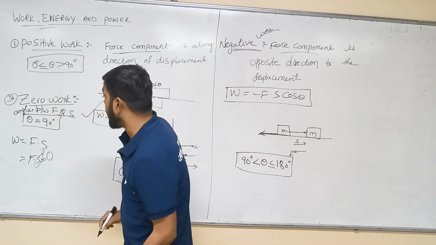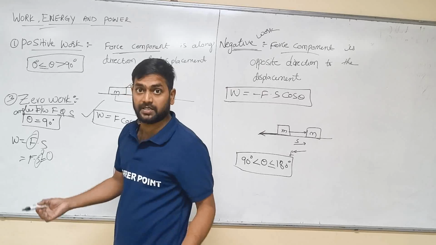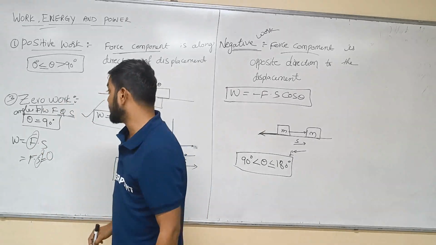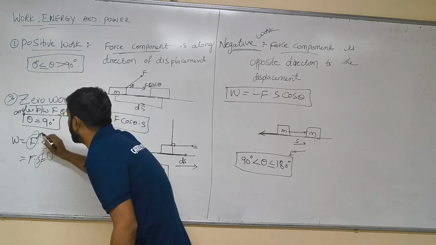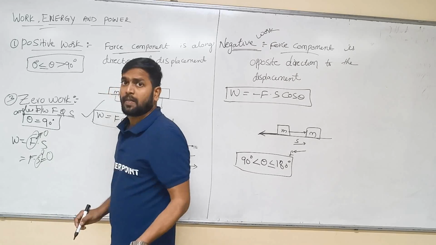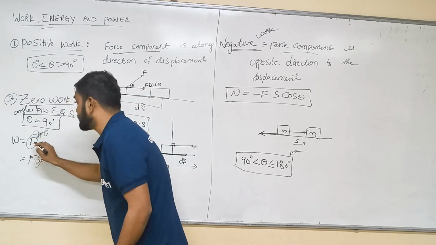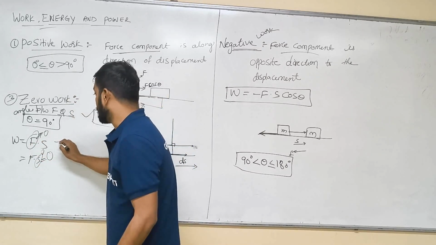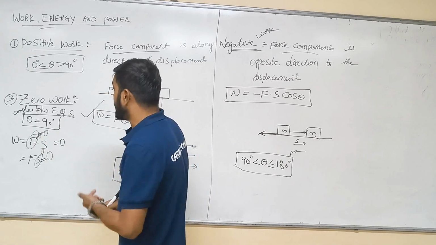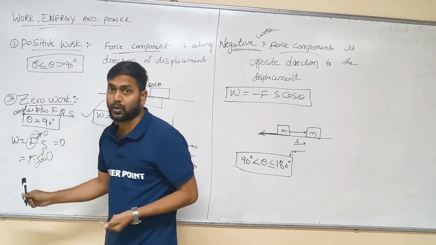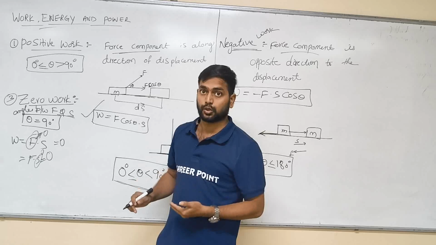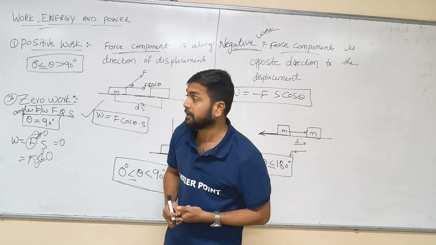Now, if the force is 0 but the displacement is there, then that is also 0. So how do we say? If the value of force is equal to 0, then 0 into something is equal to 0. So the work done is also equal to 0 here. Any one of the components, force or displacement, is 0, then the product of these two gives 0 work. Okay.